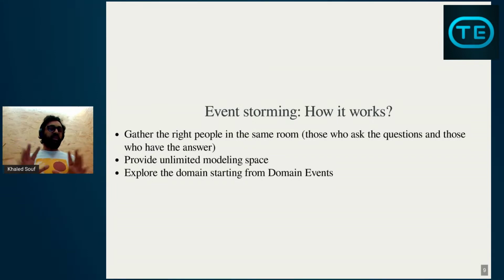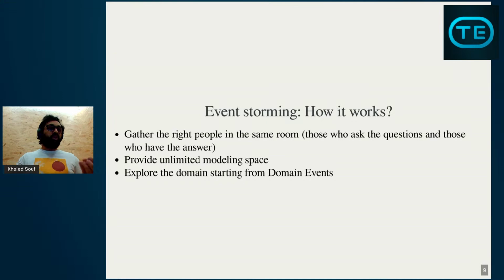I will not explain the workshop in detail. I will let you explore it on your own. You can check the book of Alberto Brandolini, the creator of this, let's say, approach that is well known in the DDD community. So here we have one way to do it, but sometimes event storming is not really enough to do that.